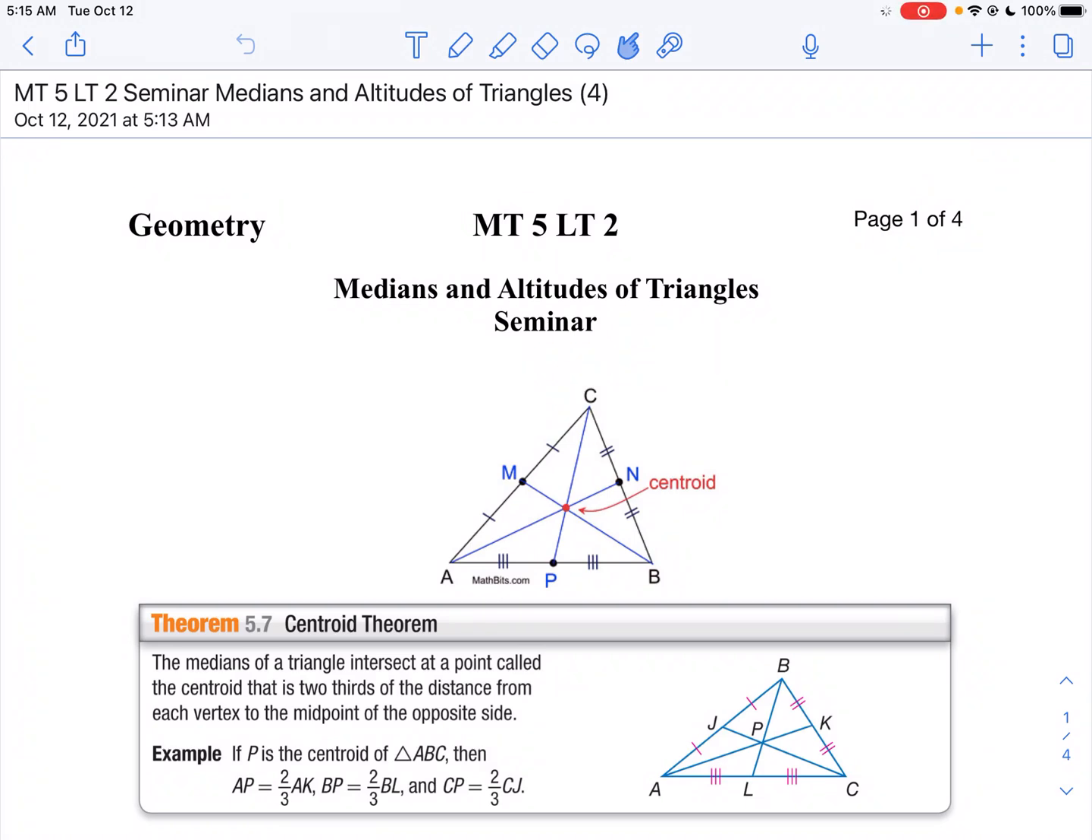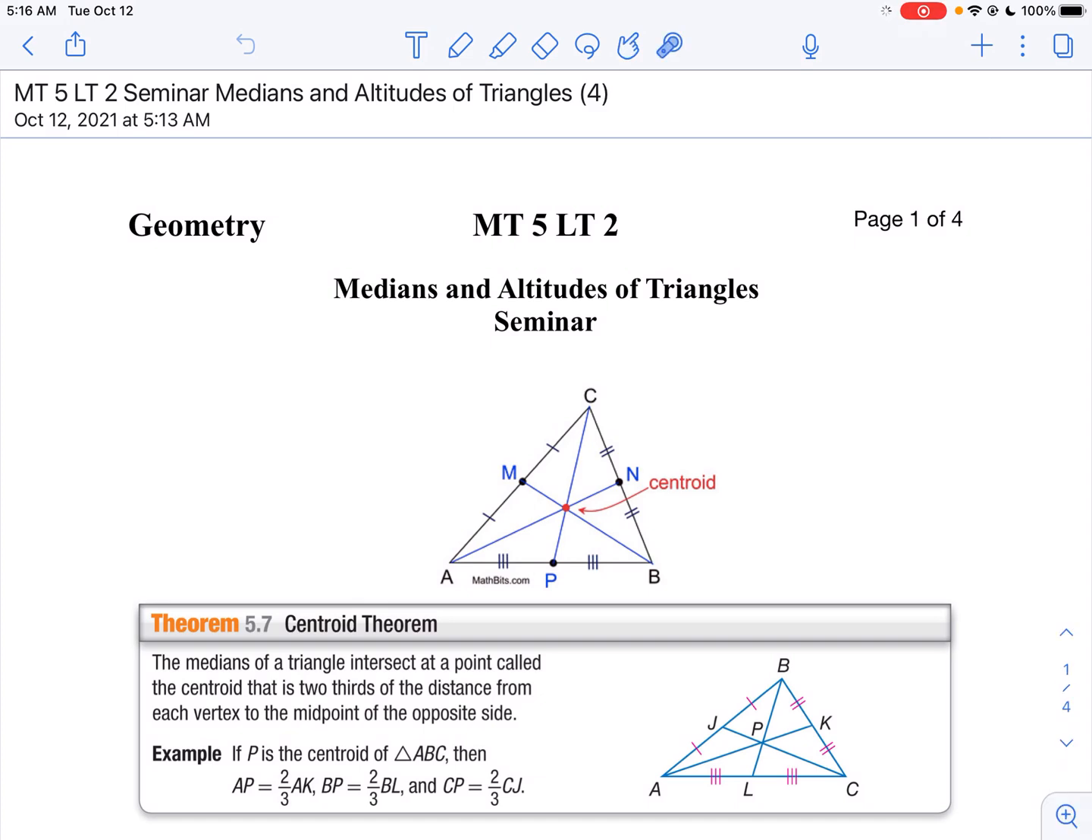Hello, in this lesson, I want you to identify and use medians in a triangle and identify and use altitudes in a triangle. Some vocabulary you're going to come across is median, centroid, altitude, and orthocenter. We'll get started here with a median.